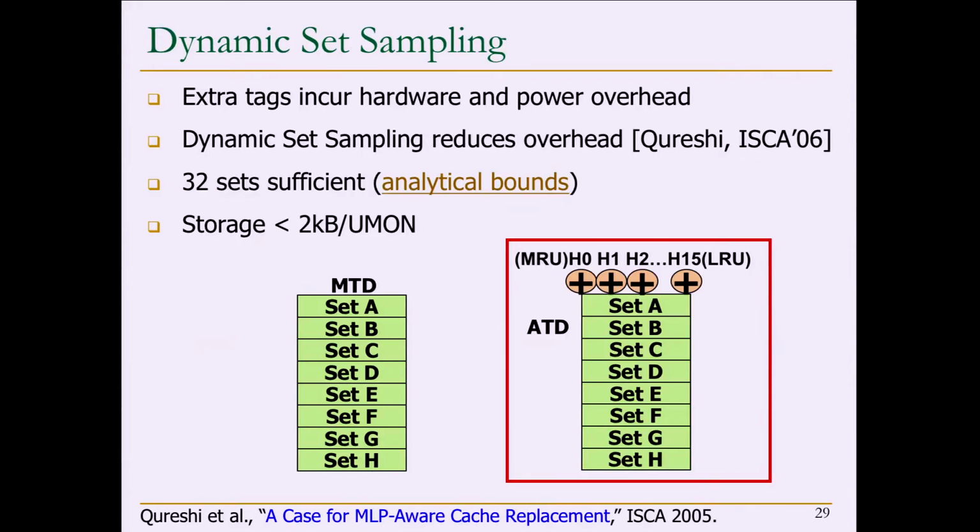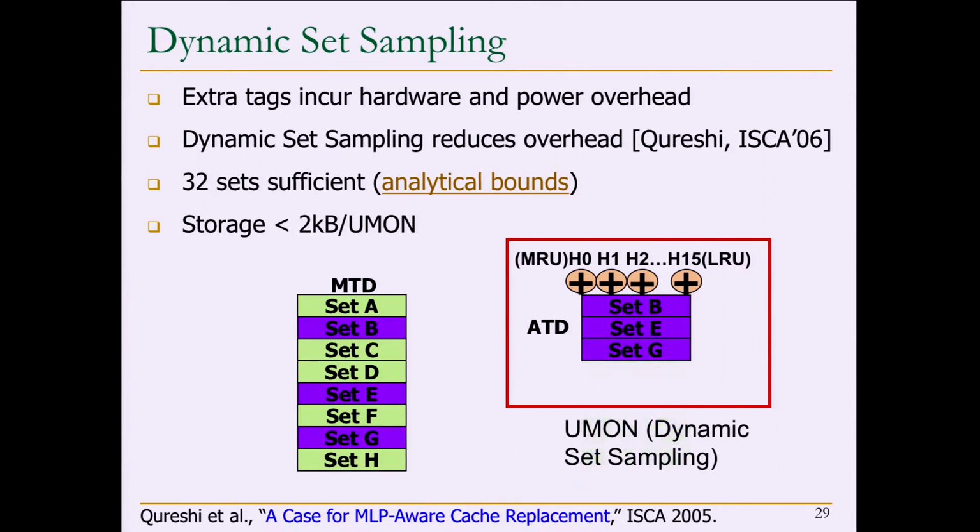Of course, this is unrealistic. As you know, if you have an auxiliary tag store for each application, you have a problem because this is big and expensive. We're going to use the same method that we introduced with MLP-aware cache replacement, which is dynamic set sampling. If you remember, the idea is to dedicate only a small number of sets on which to collect this information.